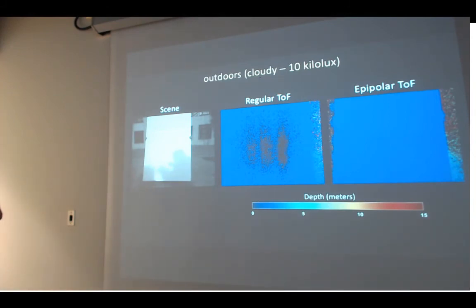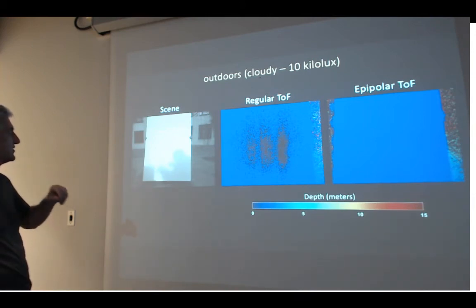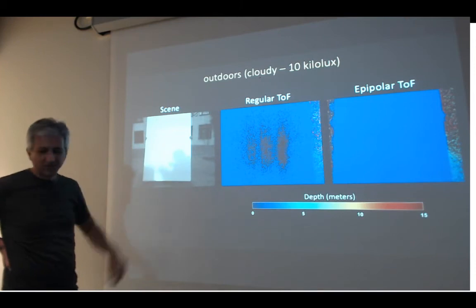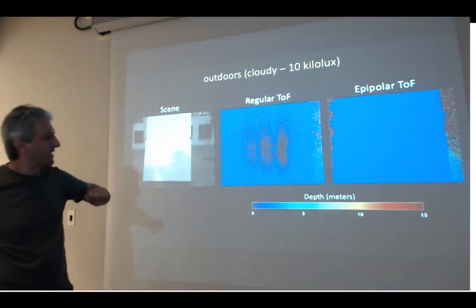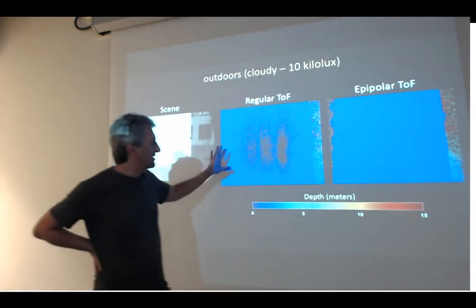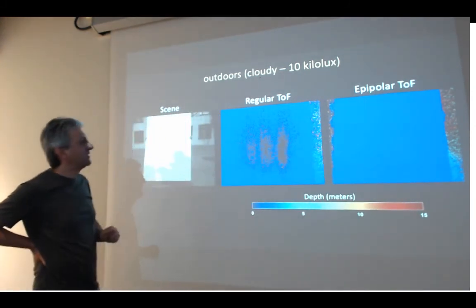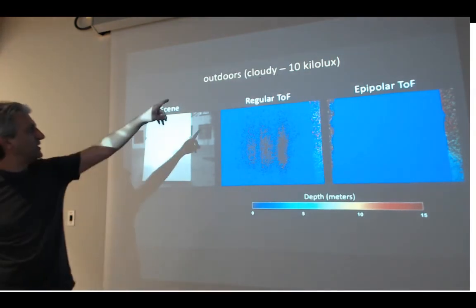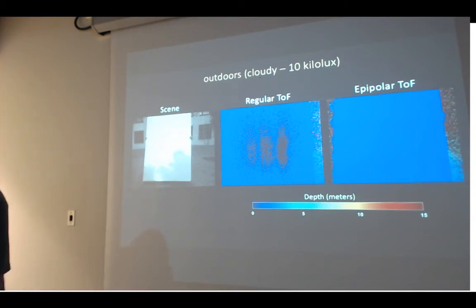So here's an example of how we fare against conventional time of flight systems. Here's our target, it's just a whiteboard. In the middle, you see what a conventional time of flight camera will do. And here again, color coding corresponds to distance. And then you see what our sensor gives us. In this particular example, we're on a cloudy day, so maybe about 10 times dimmer than bright sunlight.